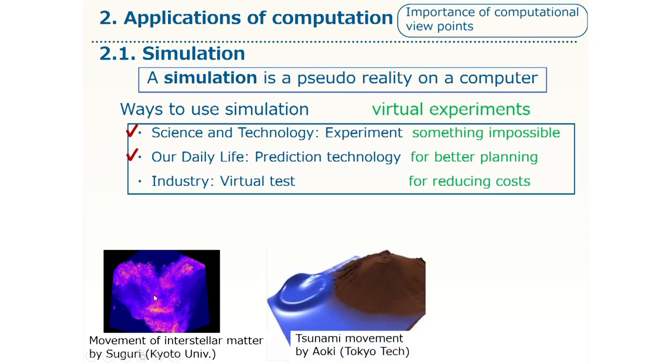Next one is our daily lives, where we use simulations for predictions such as weather forecast. For example, like this figure, the prediction of the movements of the tsunami wave after a big earthquake in the sea nearby.